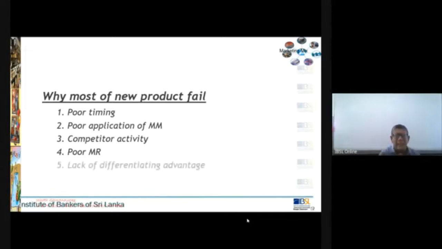The next one is a lack of differentiation advantage. That means people think, oh, this is the same as that other bank's product, there is no difference. So these are some of the specific reasons why these products fail.